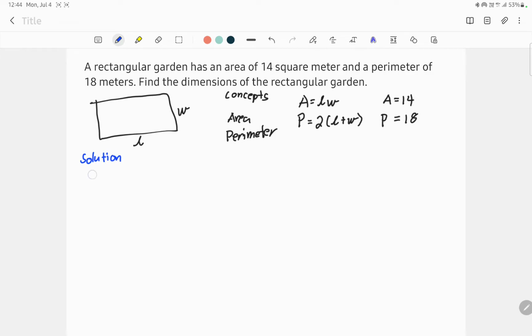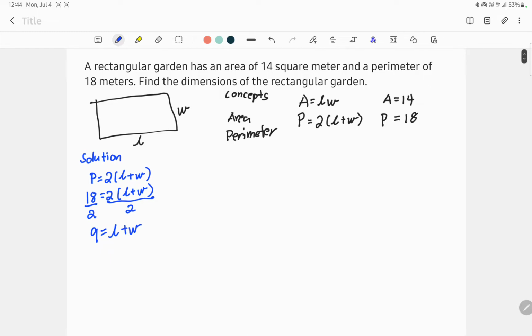So the first one is that you could go with the perimeter is equal to 2 times length plus width. So substituting now the value of the perimeter, that would be 18 equals 2 times length plus width. Now dividing both sides by 2, we can derive that 9 is equal to length plus width. Now we can derive in terms of length. You isolate the length. So you have length is equal to 9 minus the width. So we have this as a derivation so that we could use that on the second part.